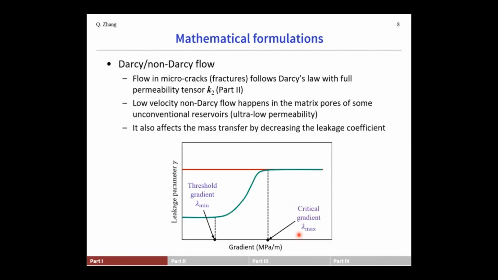This non-Darcy flow will also affect the mass transfer by decreasing the leakage parameter gamma. You can see from this figure, if the gradient is less than the critical gradient, then the leakage parameter will decrease from its maximum value.